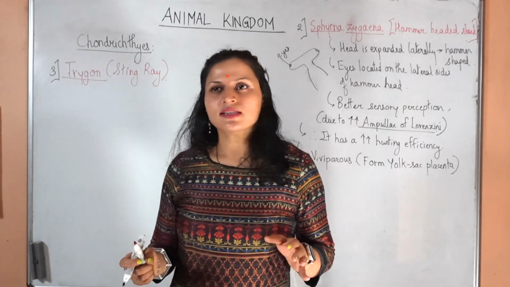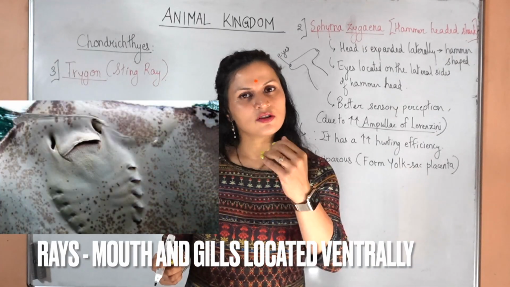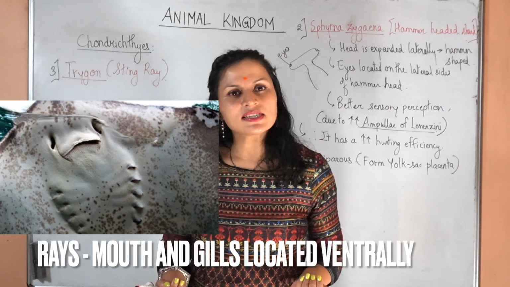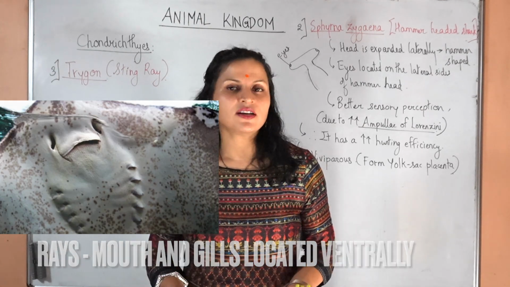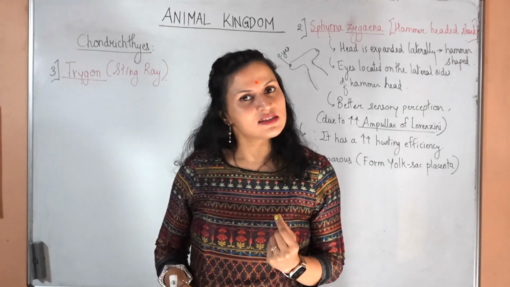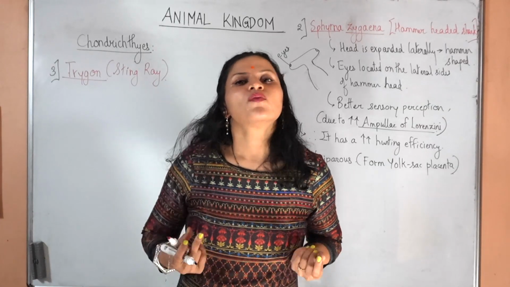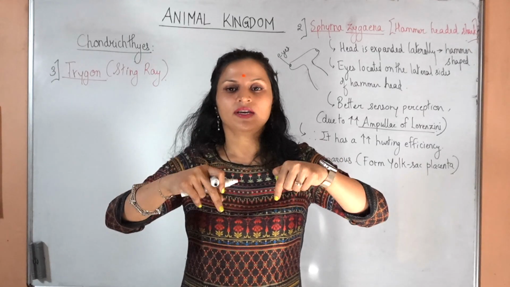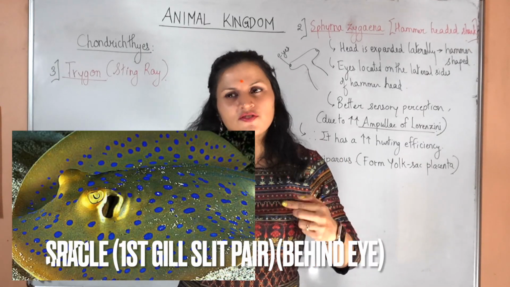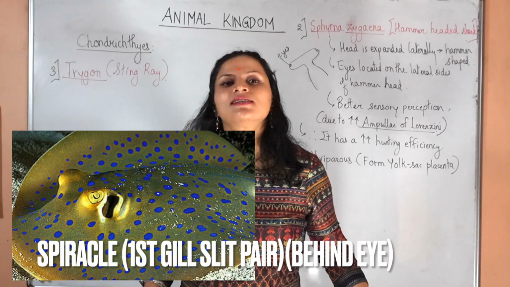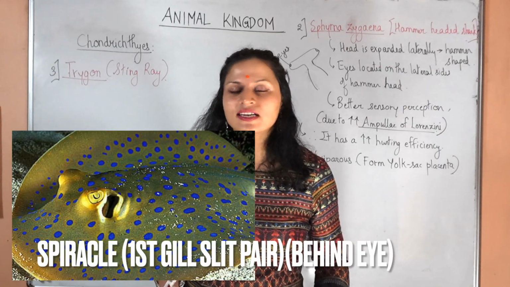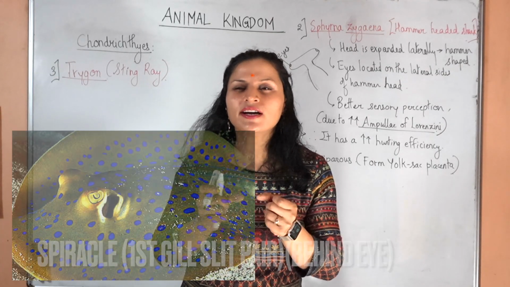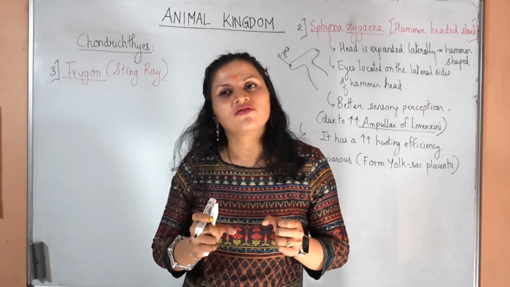Let's talk about their gills. The mouth will be located ventrally only. The gill slits will also be located ventrally only. However, the first gill slit will be on the dorsal side of the body, on top of the body, and it will be somewhat different from a normal gill slit. A normal gill slit is quite expanded, an enlarged slit sort of, but this one will be very rounded and very reduced kind of a gill slit.